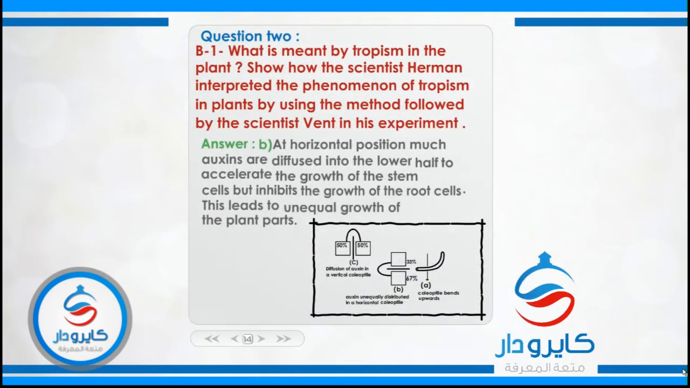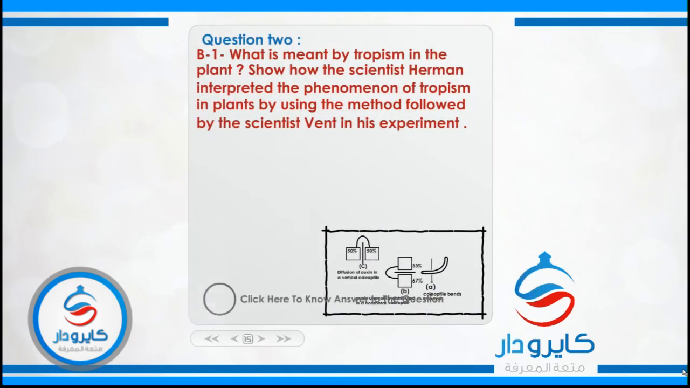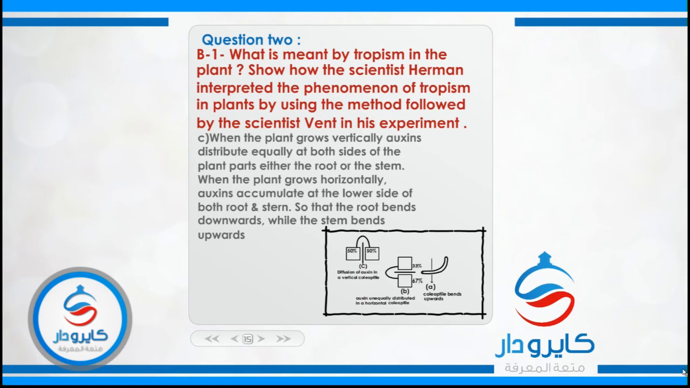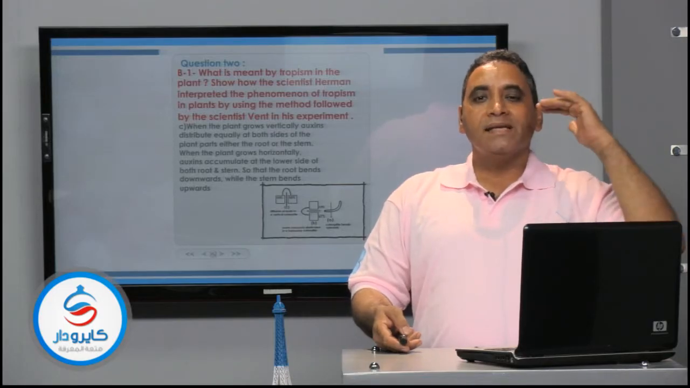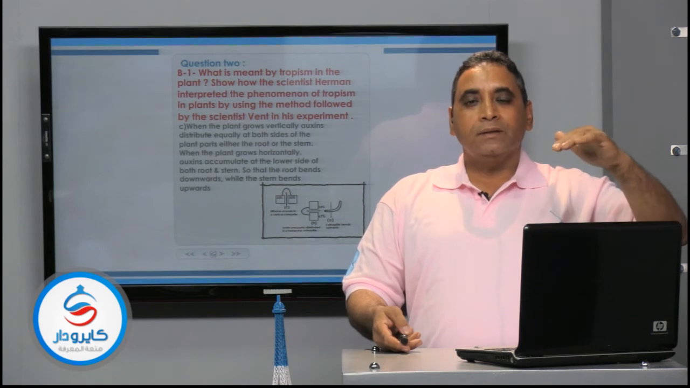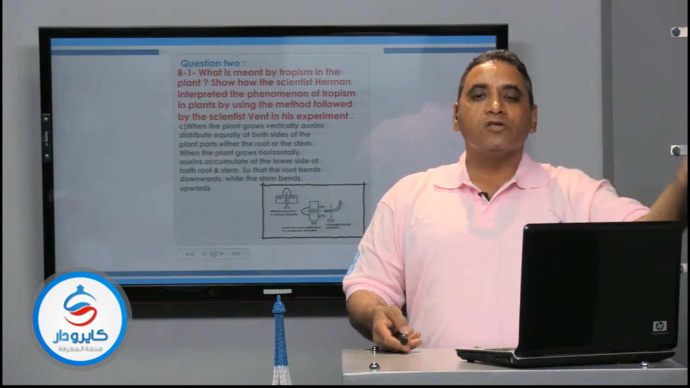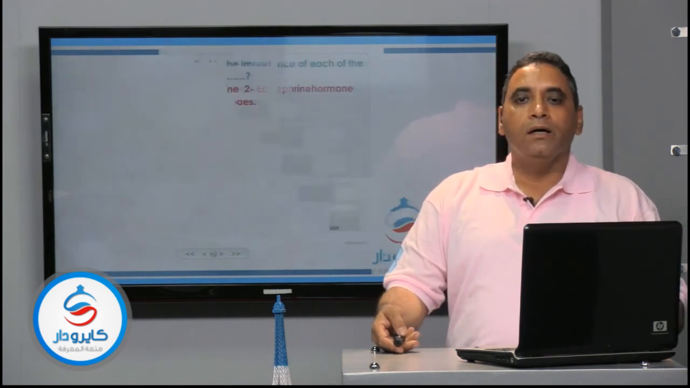The next question. That was the explanation of Went's experiment, then Hermann's experiment, and the comparison between them. Went's experiment explains the effect of auxin on phototropism, but Hermann's experiment carries out the same experiment in the same manner to explain the action of auxin on geotropism.